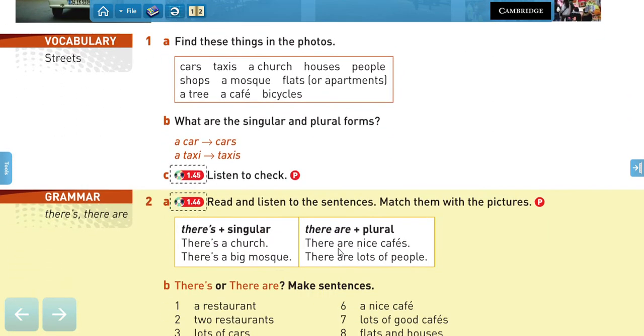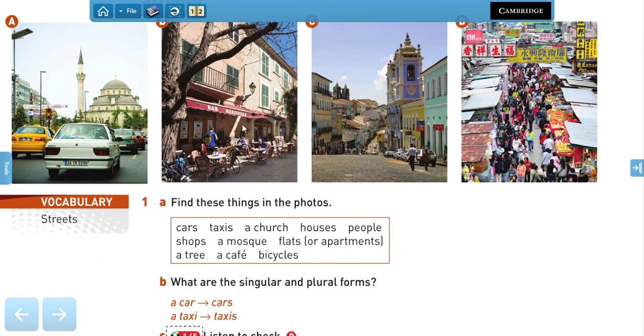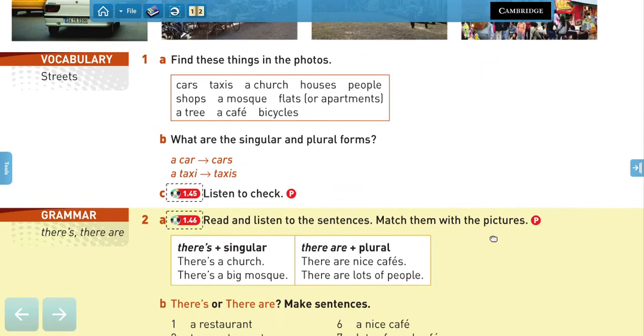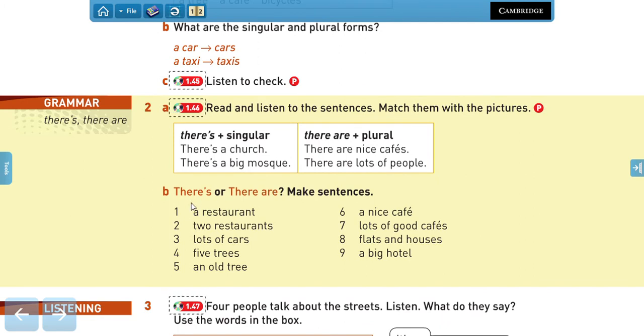Now, the second example says there are nice cafes. There are nice cafes. There are lots of people. There are nice cafes, right? And there are lots of people, plural. Now let's see. Pause the video now and try to write sentences using there is or there are for the following items. Pause the video now and write the answers on your notebook.